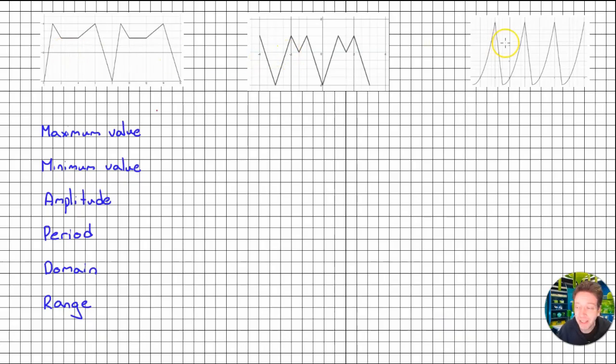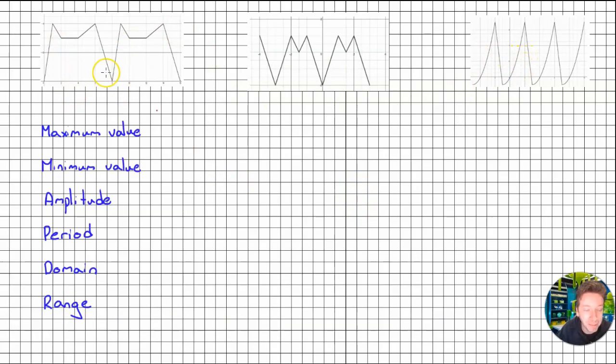So here I have three periodic functions. A periodic function is just a function that has a certain pattern that repeats over and over again. And there are certain properties that we can identify with them. We have maximum and minimum value, their amplitude, period, and then of course we can use domain and range as well. So let's go over what these are for each of these three examples.